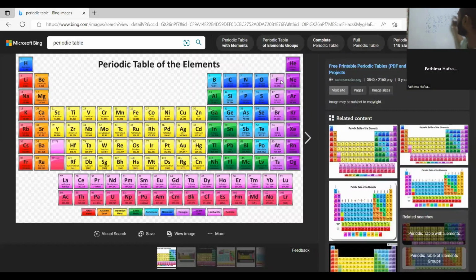So if we are going to number these elements, for example, hydrogen 1, then what's the number for helium? 2, the serial number. For lithium, 3. Next, beryllium, 4. Boron, 5. Carbon, 6. Nitrogen, 7.